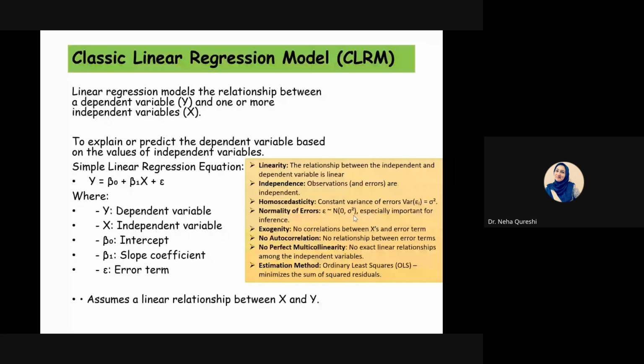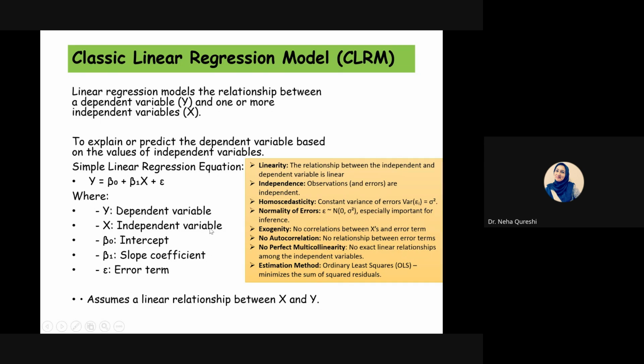Fine. So this is a typical simple linear regression equation wherein y is your dependent variable, x is your independent variable, beta naught is the intercept, and beta 1 is the slope coefficient. But what does this beta 1 indicate? It indicates what change in y a unit change in x will cause. Right? And of course, an error term is there because this is an econometric model. It's a statistical model. That's why we always have scope for errors. And as you all know, it assumes a linear relationship between x and y.